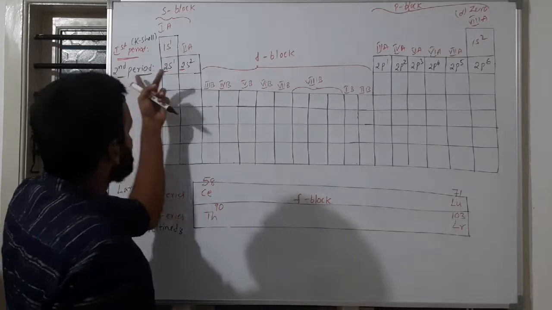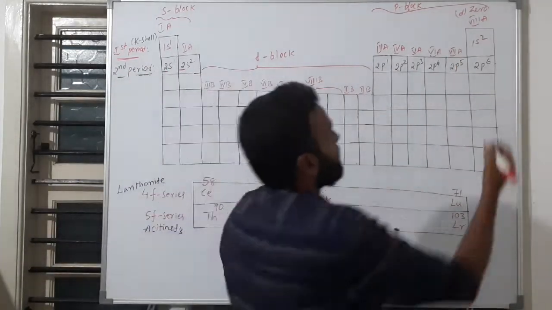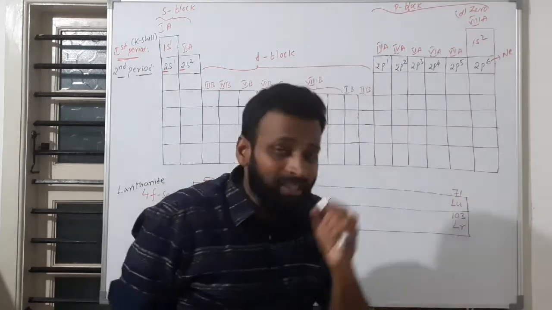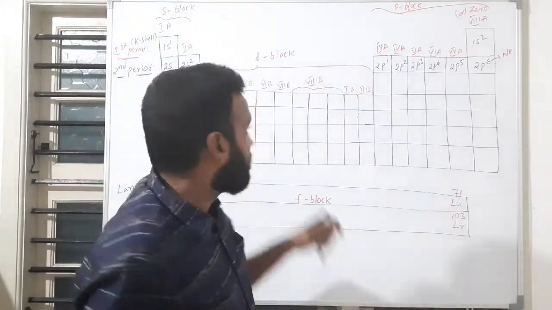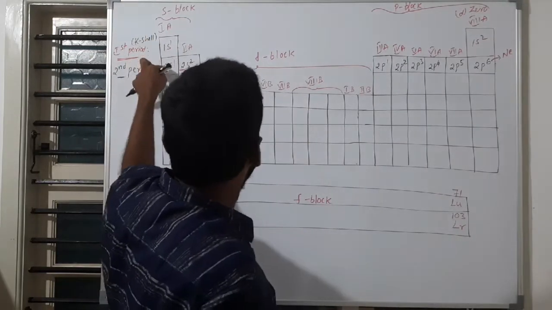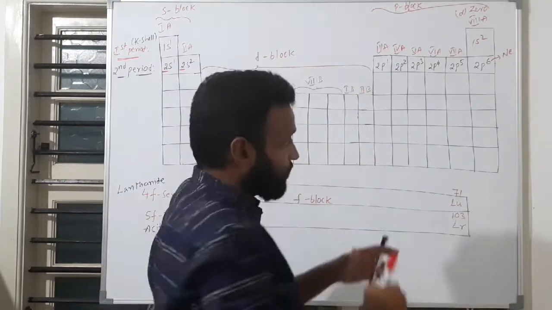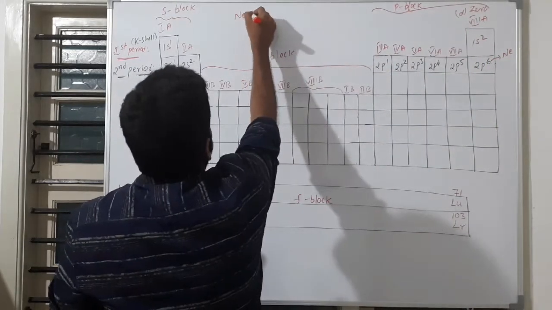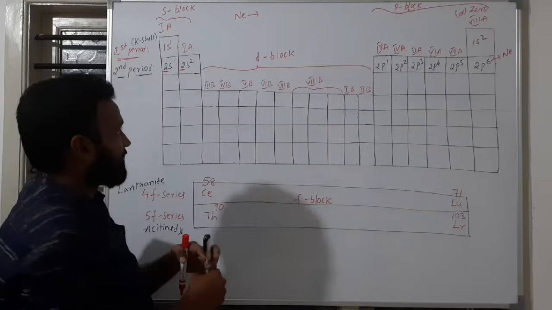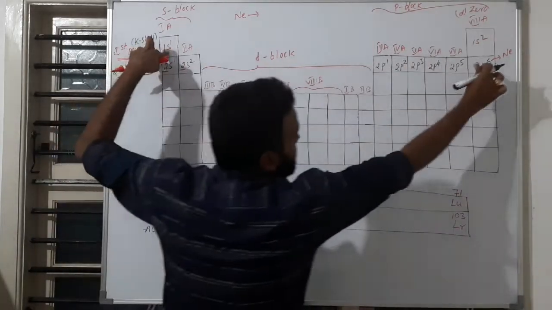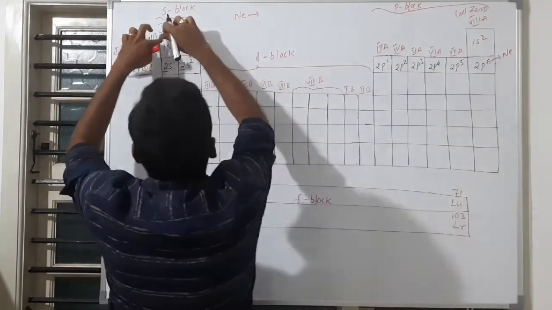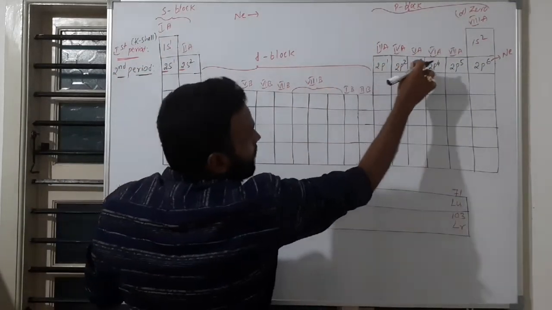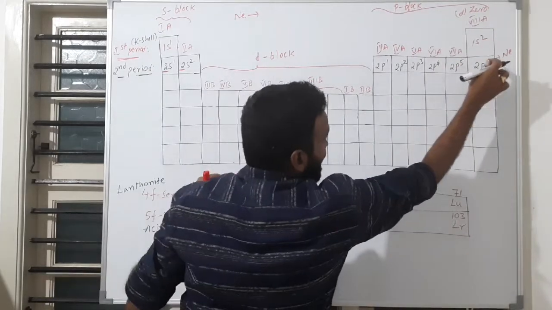So suppose in the configuration of neon, you have to start from 1s and end with 2p6. So I can write the neon configuration here. What is the neon configuration? If you ask me, I'll tell you. This is the neon coming after hydrogen, helium, lithium, beryllium, boron, carbon, nitrogen, oxygen, fluorine and neon.